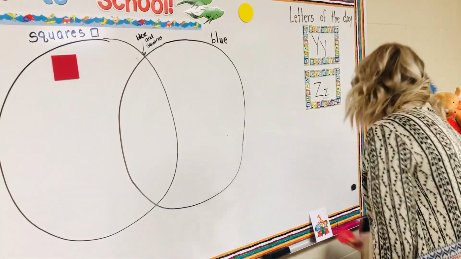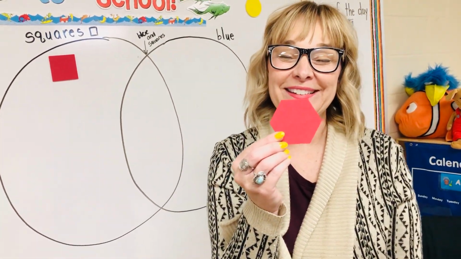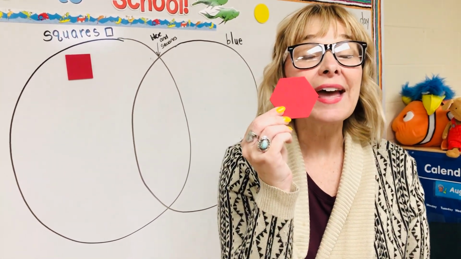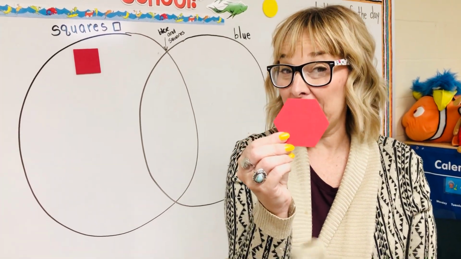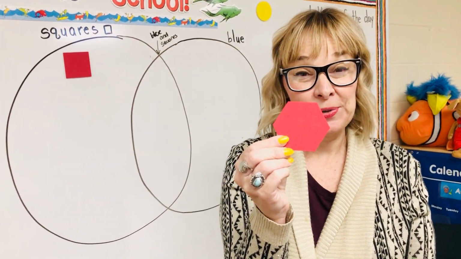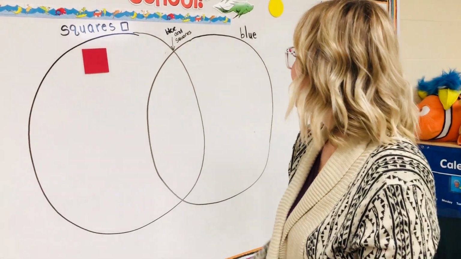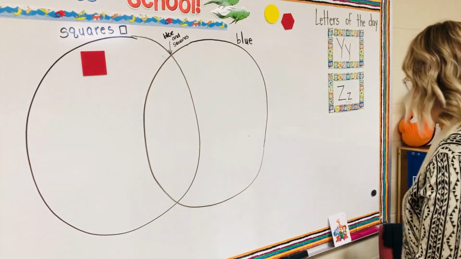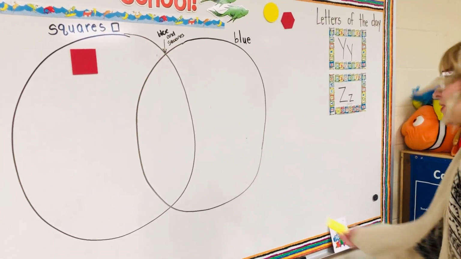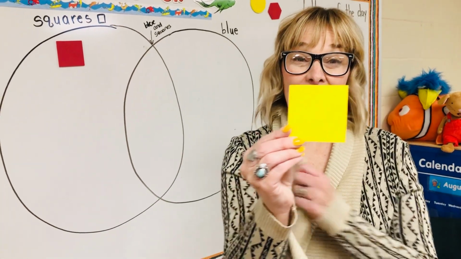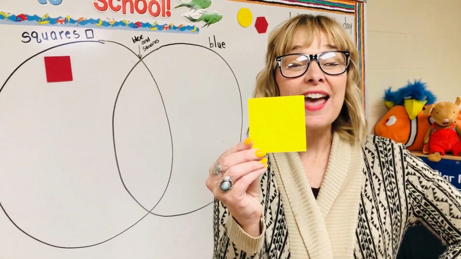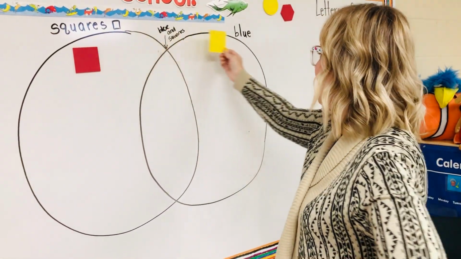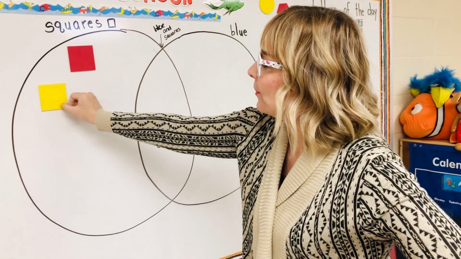How about this shape? Now, this one is a funny shape, isn't it? Looks kind of like a stop sign. It's called a hexagon. Is it a square? Is it blue? Oh man, it's not a square. Sorry, Mr. Hexagon, you have to go over here. You're not allowed to come to the party today. All right, how about this one? Is it a square? Is it blue? Okay, so it is a square. It can go here, but it can't go in this circle, so over here you go.